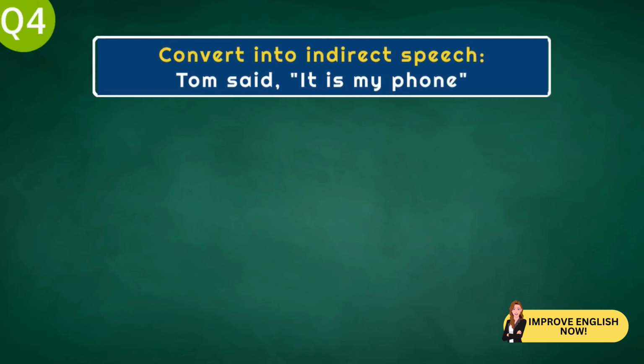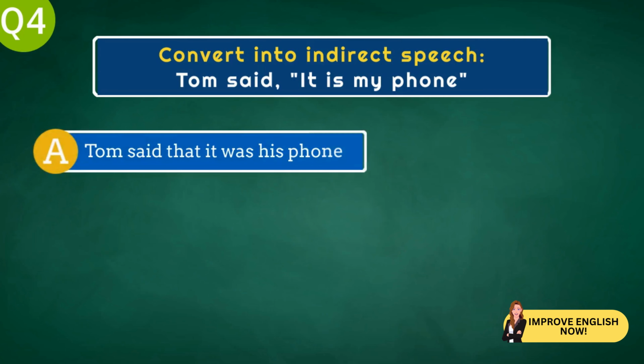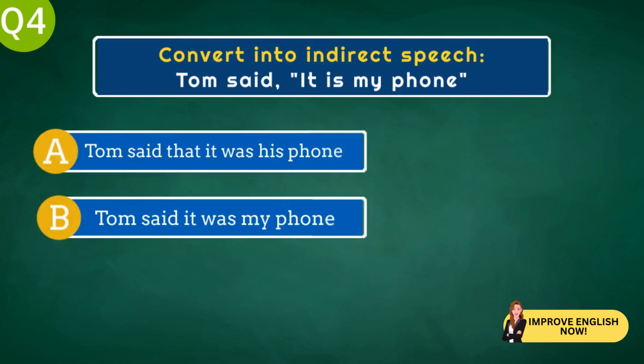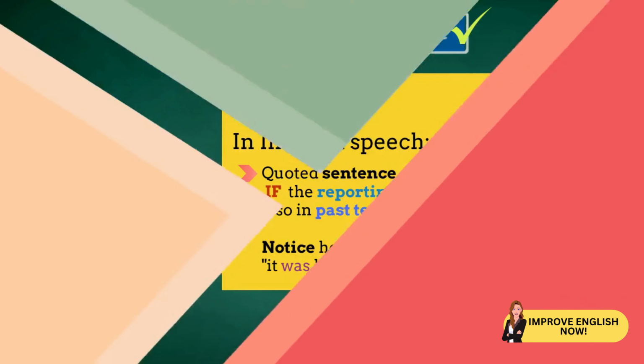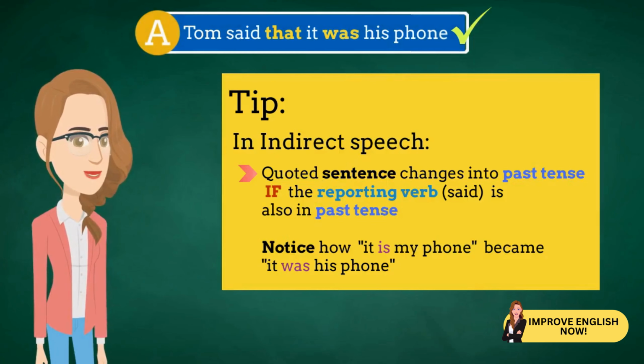Convert into indirect speech. Tom said, "It is my phone." Is it A. Tom said that it was his phone. B. Tom said it was my phone. Or C. Tom said it is his phone. In indirect speech, the sentence changes into past tense if the reporting verb, like said, is also in the past tense. Notice how "it is my phone" became "it was his phone."